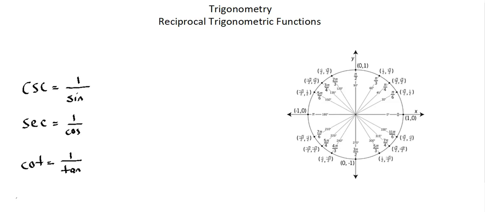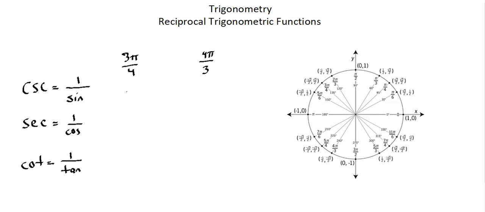Now let's practice with some calculations. We have our unit circle with radian angle measures on the right side of the screen. So let's calculate the three inverse functions for 3 pi over 4 and 4 pi over 3.